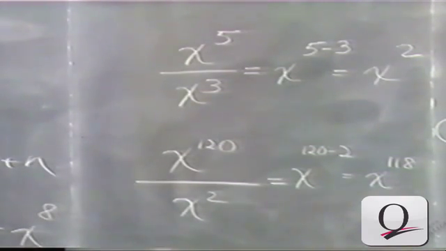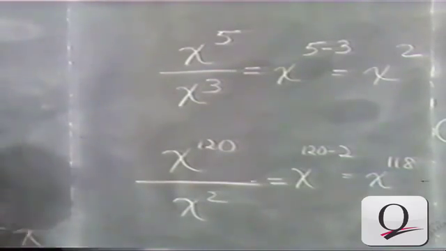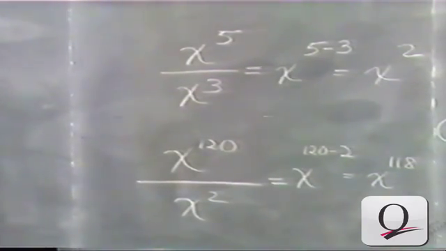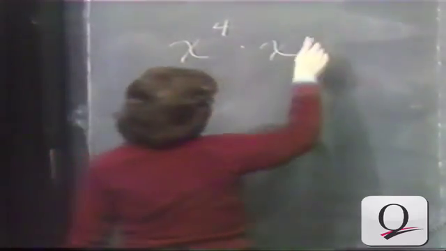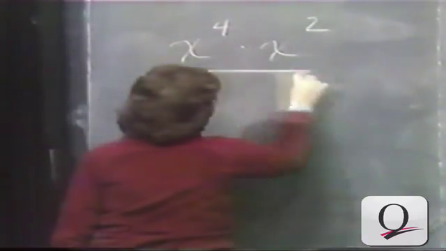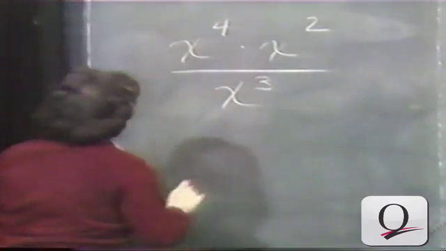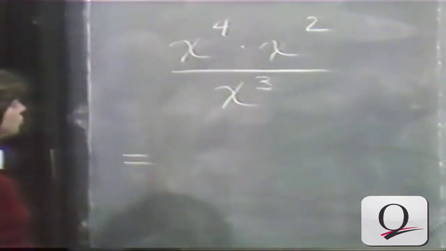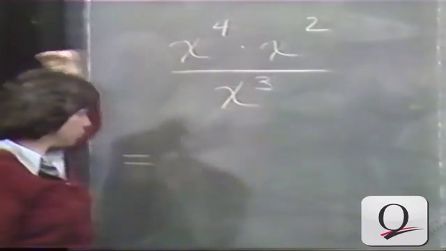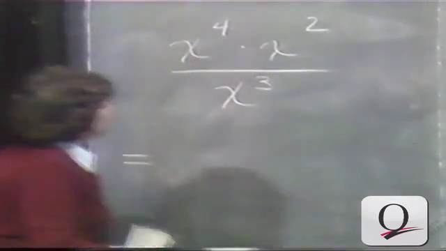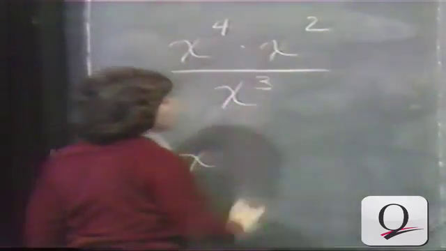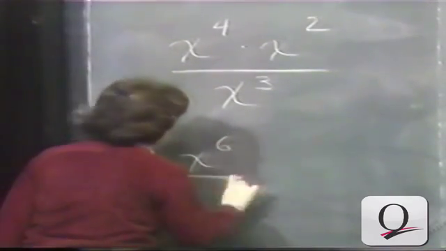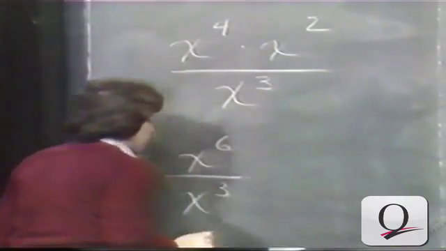Okay, let's consider an example which combines the first 2 rules for exponents. Let's say we want to handle x to the 4th times x to the 2nd divided by x to the 3rd. You can start with the first rule for exponents on the top. X to the 4th times x squared: you're multiplying, you keep the base x, you add the powers 4 plus 2 to get x to the 6th. So you have x to the 6th over x cubed.